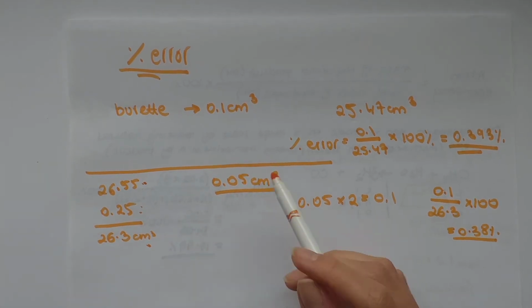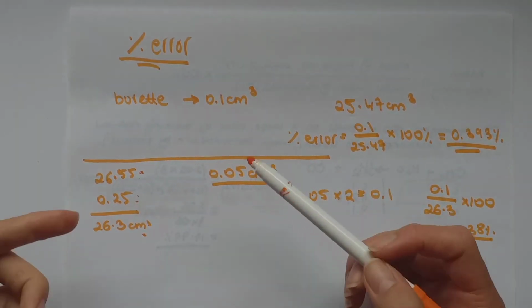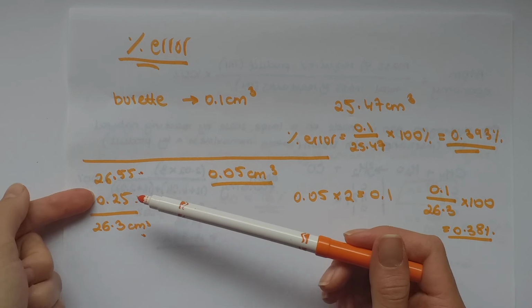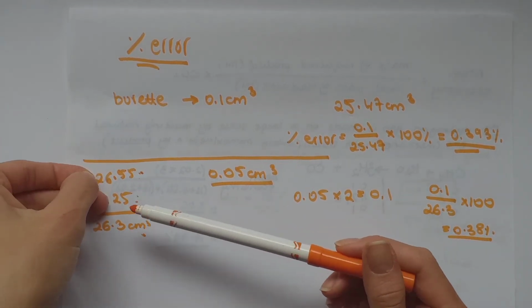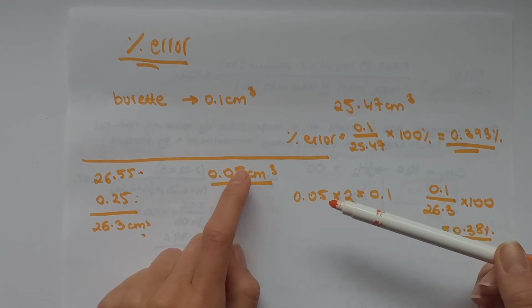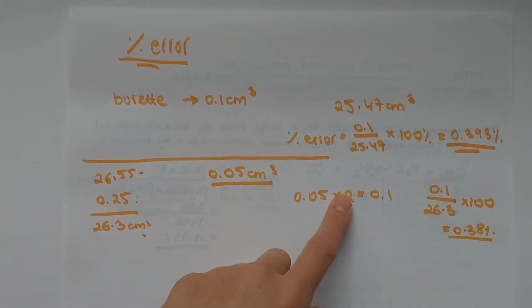So whenever you're told about burettes, you usually have to find the final and your initial value, so you can make a mistake twice. So that's why you have to multiply the error by 2.